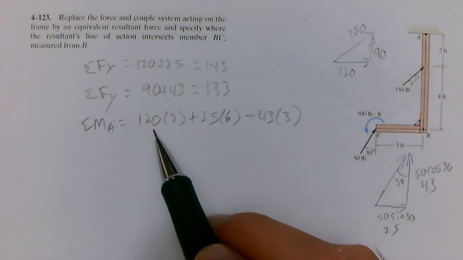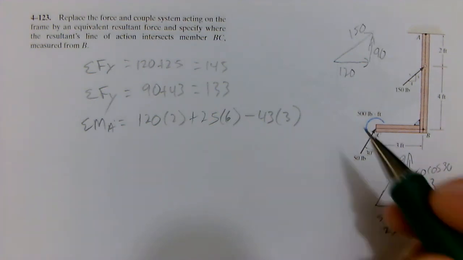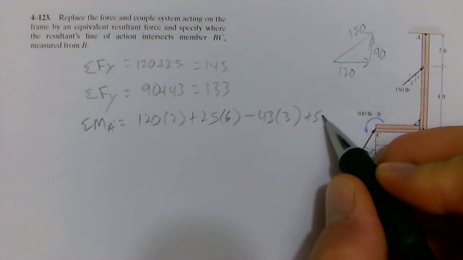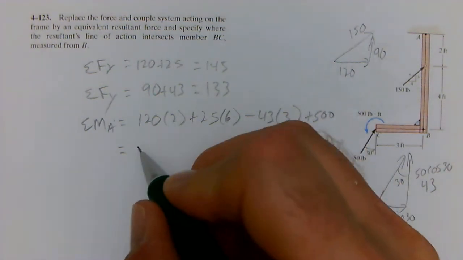And then we have a positive 500. So the moment about A is 761.